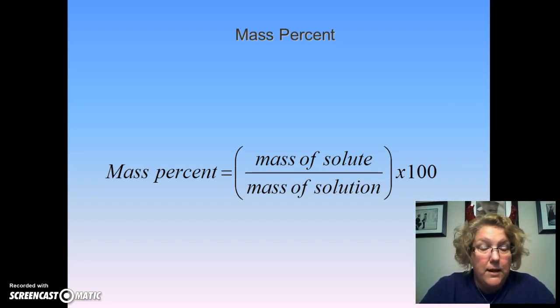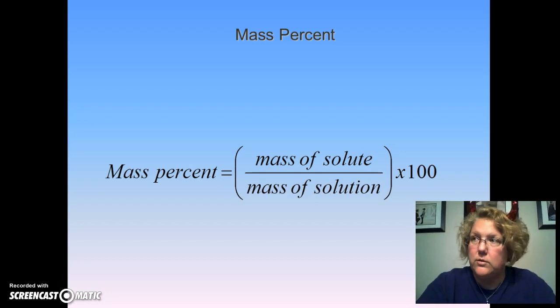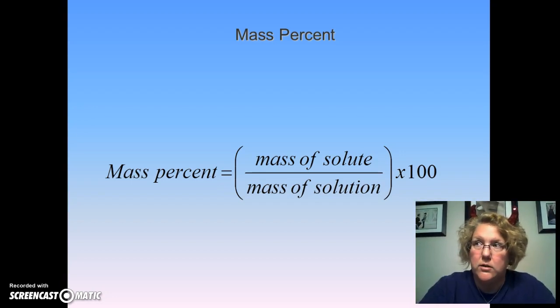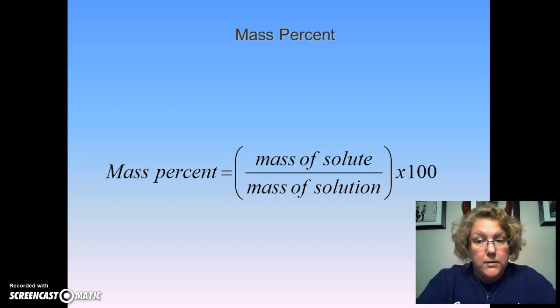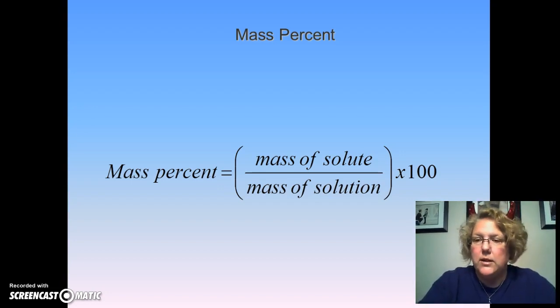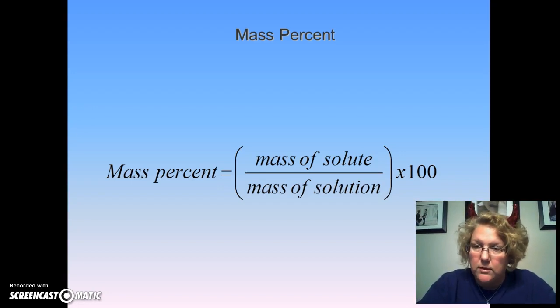Now, another one that might pop up on us is mass percent. Mass percent is just sort of like doing the percent yield or doing a percent on an assignment. You just take the mass of the part divided by the mass of the whole. So mass of just your solute divided by the mass of the whole solution times 100 gives you the mass percent. So you could figure out what percentage of the solution was sodium chloride.